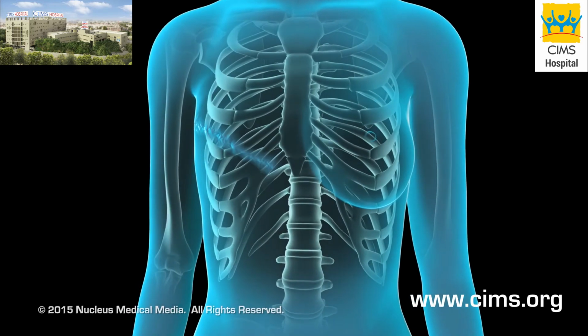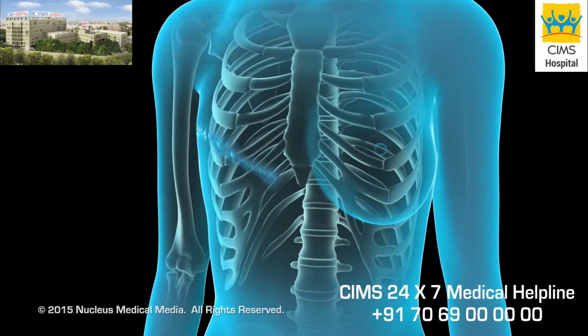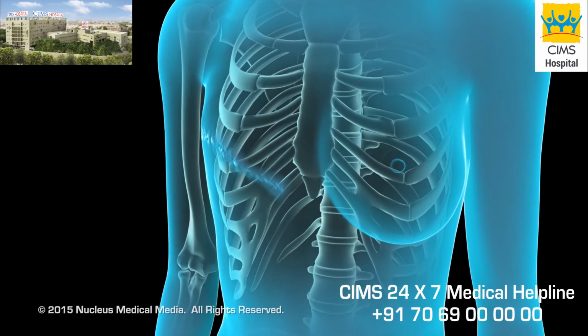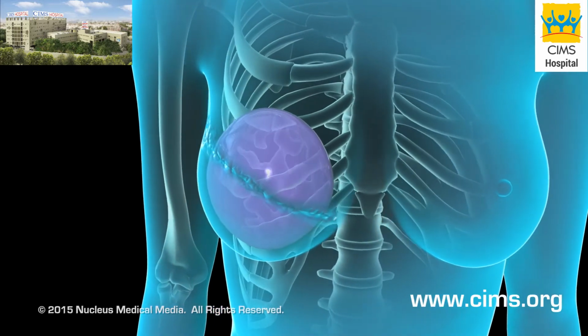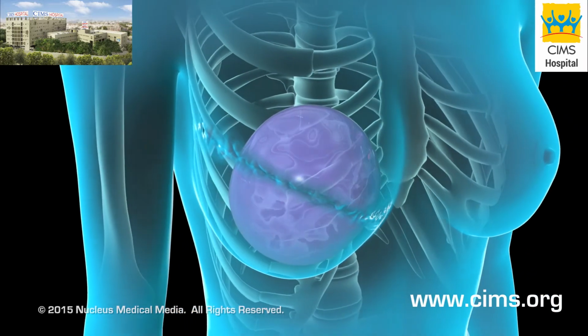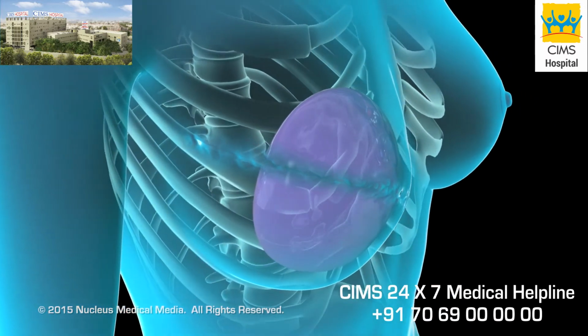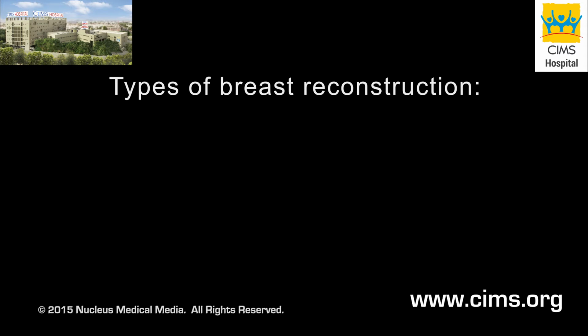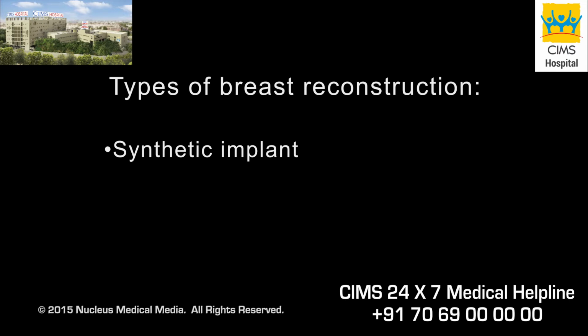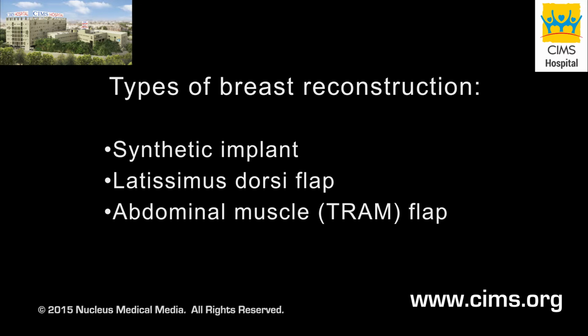Breast reconstruction helps restore the appearance of the breast after a mastectomy. It may be performed at the time of the mastectomy or sometime later. You and your surgeon will choose which type of reconstructive surgery is best for you. Your choices will generally include either a synthetic implant or one of two procedures using your own tissue to rebuild your breast, a Latissimus dorsi muscle flap or an abdominal muscle flap, which is also called a TRAM flap.